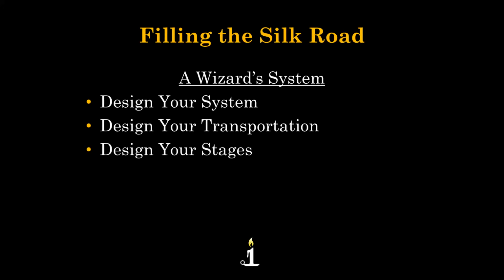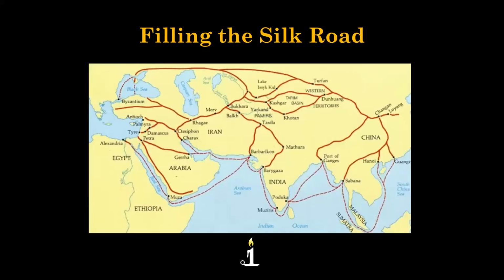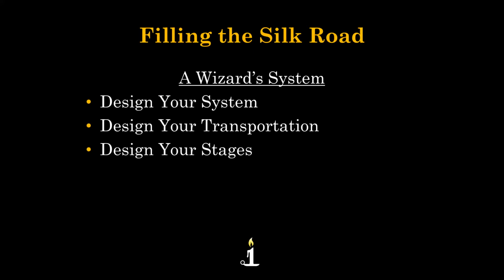And then finally, you need to design stages. As you can see on this map, the Silk Road was enormous. Very few people traveled all the way from China to Europe on the Silk Road. Instead, they saw to one stage in the journey, and then they would sell their goods to the person who would then take them on the next stage. So as you build your system, you want to design stages so that someone can move through your system in a natural manner. You don't want the stages to be too stressful or too big for any one person.